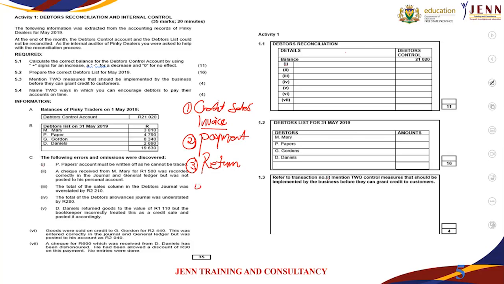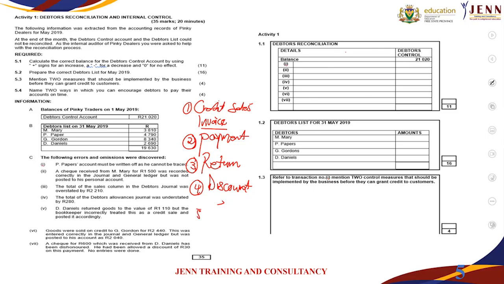And then number 4, that can take place between the business and the customer. It can be what? A discount. Some of the customers will settle their account on time. If that is the case, maybe the policy of the business will allow those customers to be given a discount. And then if the discount is not recorded, it simply means we can take it to the debtors control account or we can take it to the debtors list account. So that is transaction number 4 that can take place between the business as well as the customer.